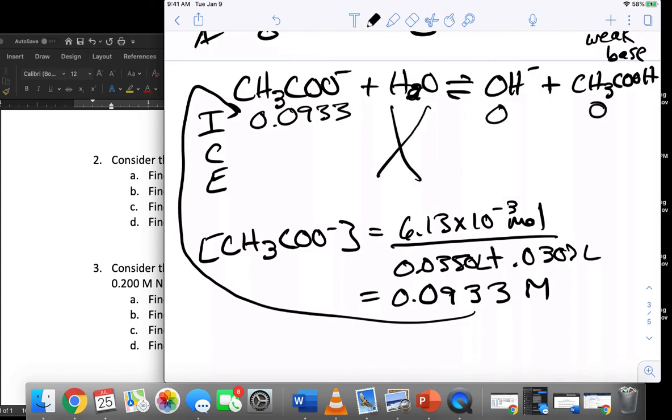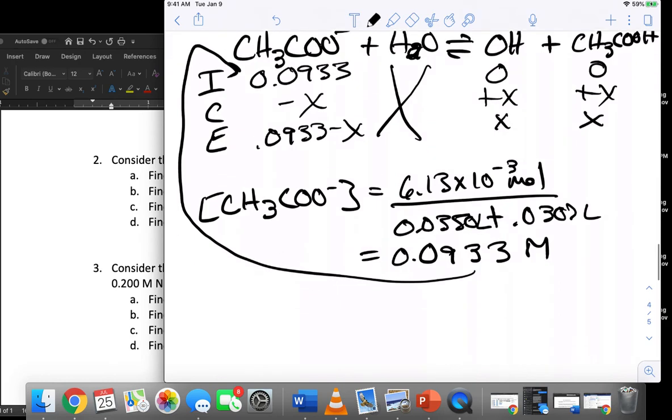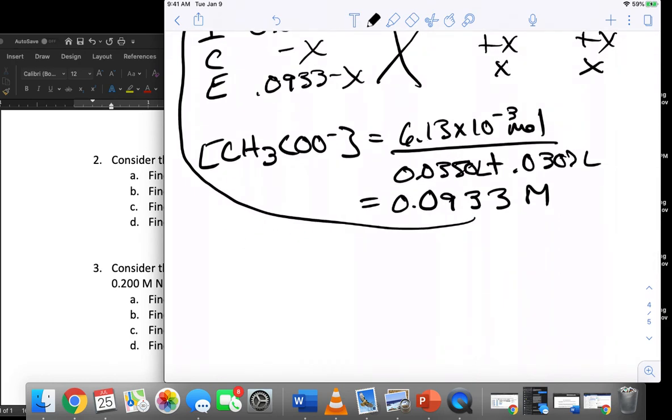Because now I'm going to figure out how much of my acetate is going to dissociate back to give me some of my acetic acid. And in this one, it's got to go forward. I'll minus x, so 0.0933 minus x, plus x, plus x, x and x. Now I can make an expression to try and solve for these x's.